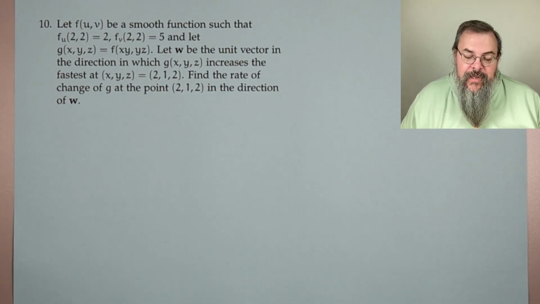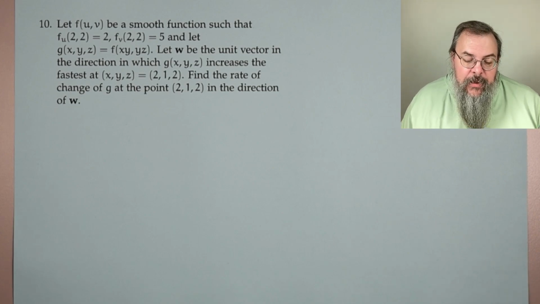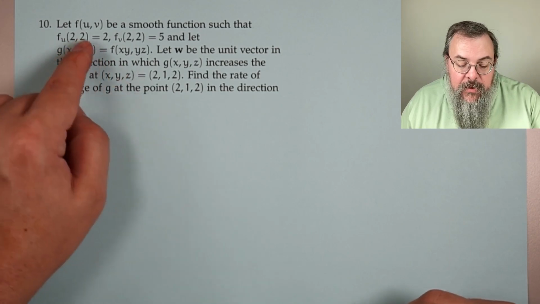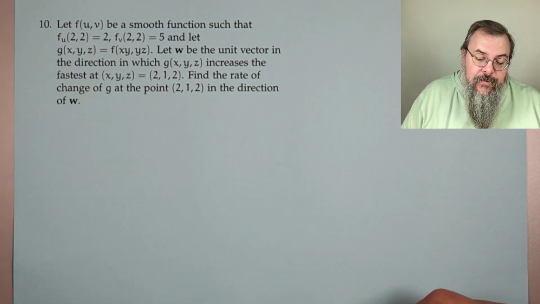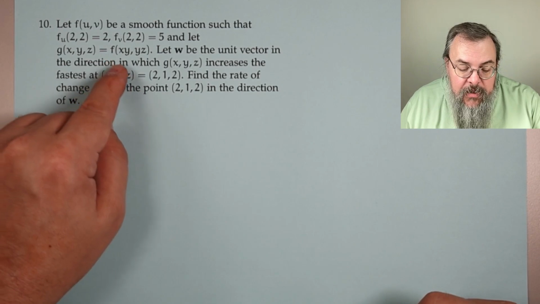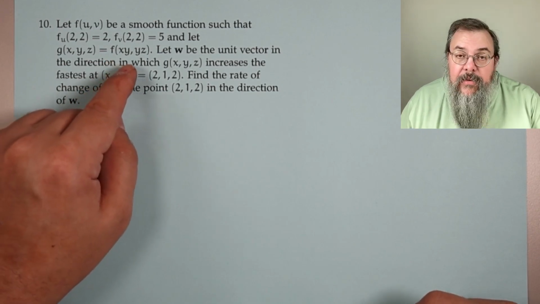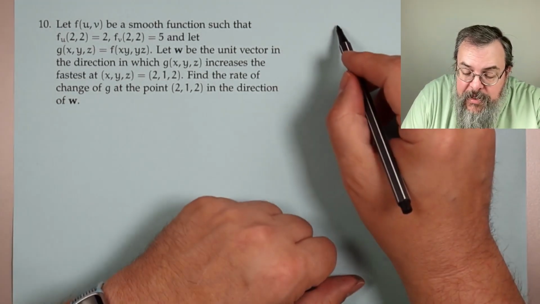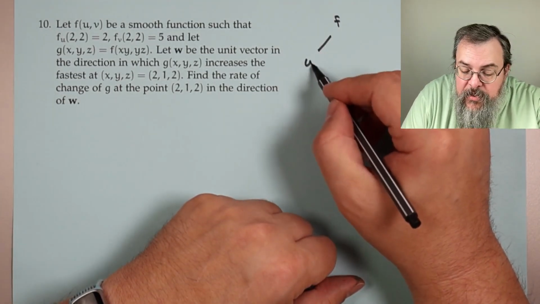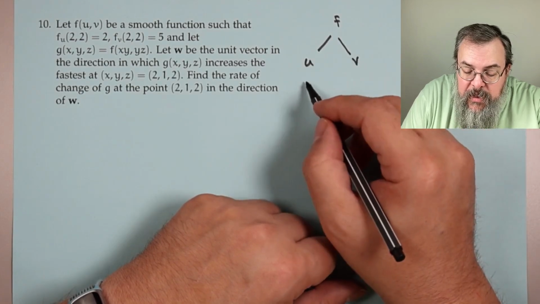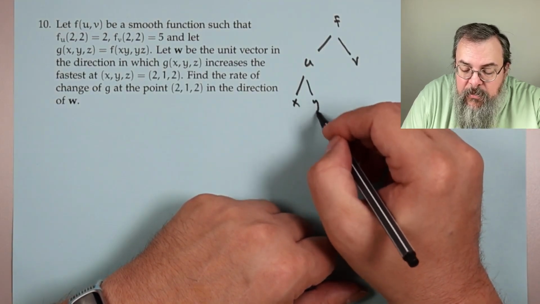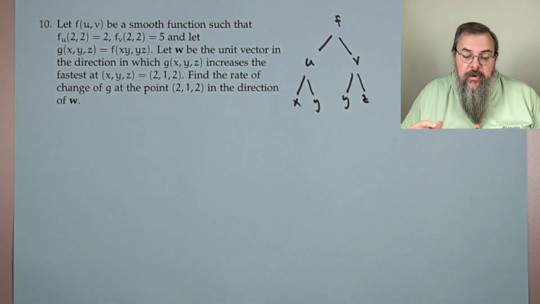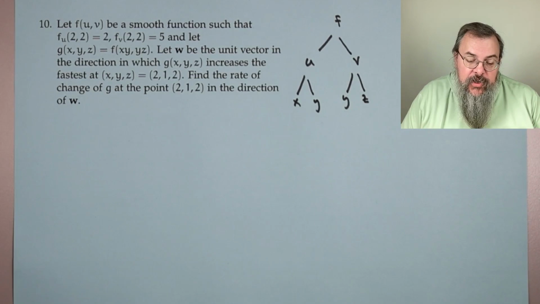Lots going on here. So what do we have? Notice that f depends on two variables, u and v, and then u and v depend on x, y, and z. So f depends on u, v, and then u and v really depend on x, y, and z. Okay, so we have that information.